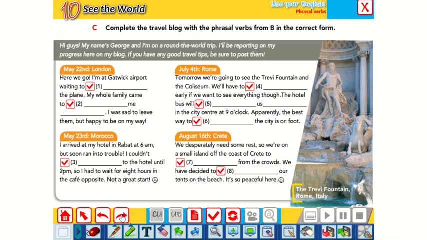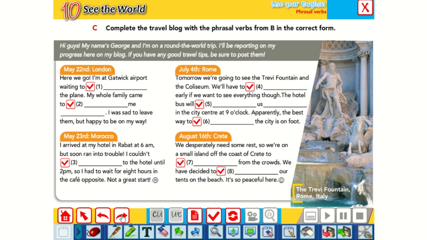Now when you post your activities, or if you want to share any information with others, you have to start by writing the date, the day, and which country you are going to tell us about, like this example. Now we want to complete the travel blog with the phrasal verbs from exercise B in the correct form. So let's read this blog. Take your time, pause the video, try to do it alone, then come back to check your answers with me. 1, 2, 3. Please pause the video now.